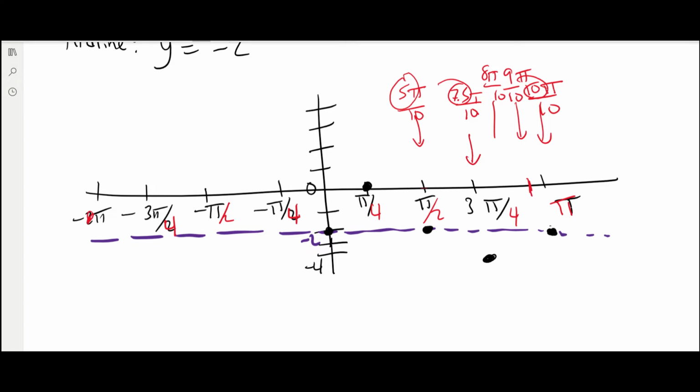9 pi over 10, 8 pi over 10, 7-ish pi over 10. This is going to be about 6 pi over 10 halfway here, and then that's going to be 5 pi over 10. Now this right here is, if you multiply that by 5 top and bottom, that's 5 pi over 20. Which in terms of 10, that means you're going to have to divide 20 by 2 to make that into 10. And then 5 divided by 2 is 2.5. So that's 2.5 out of 10.